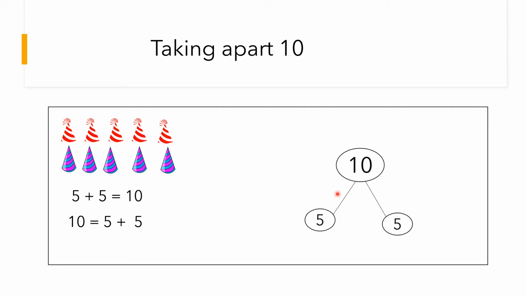Now that we've finished our number bond, we can write an equation or a number sentence. We can write our number sentence or equation in 2 ways. We can start with the parts, 5 red and white hats plus 5 purple and blue hats equals how many hats altogether? 10 hats. Or, kindergarten, we can start with the whole. Remember, 10 is the whole. 10 hats equals 5 red and white hats plus 5 purple and blue hats.